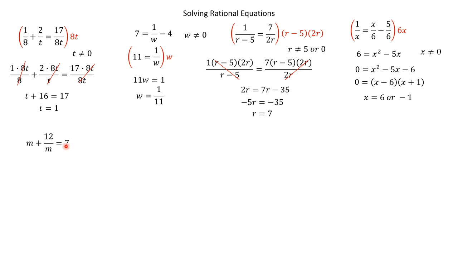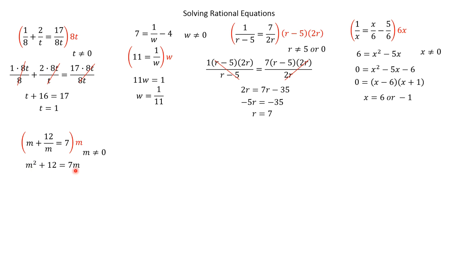All right, another one. This one's fairly similar. m plus 12 over m equals 7. This is barely a rational function. We only have that one denominator there. It just happens to be a variable. So, first step, what can't m equal? Well, m can't equal 0. Now we can multiply by the common denominator. There is only one denominator, so multiply by m. We're going to get m squared plus the m's cancel, so we have 12 equals 7m.